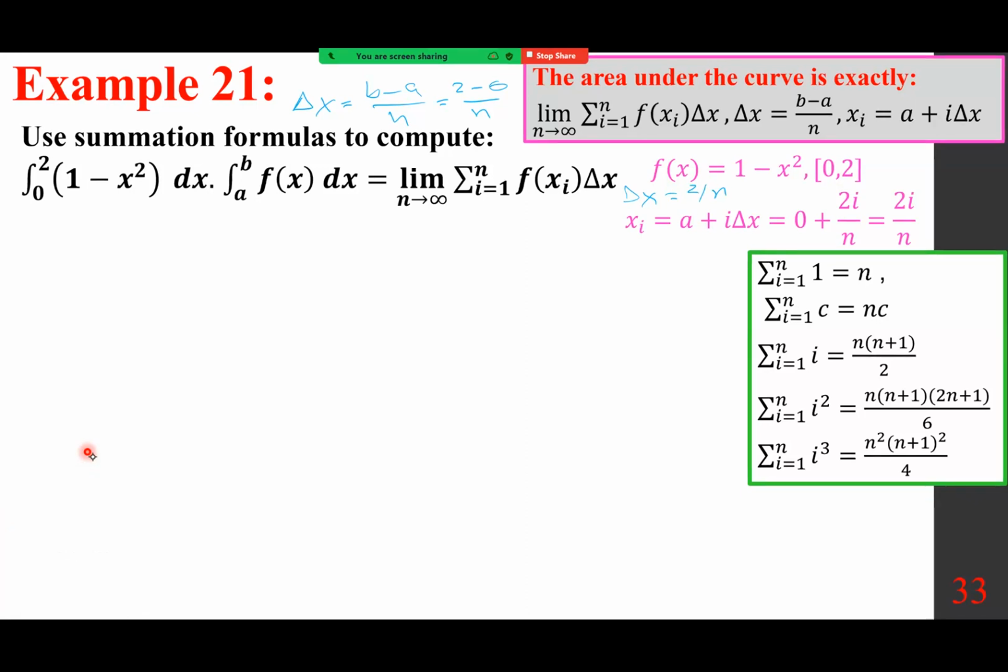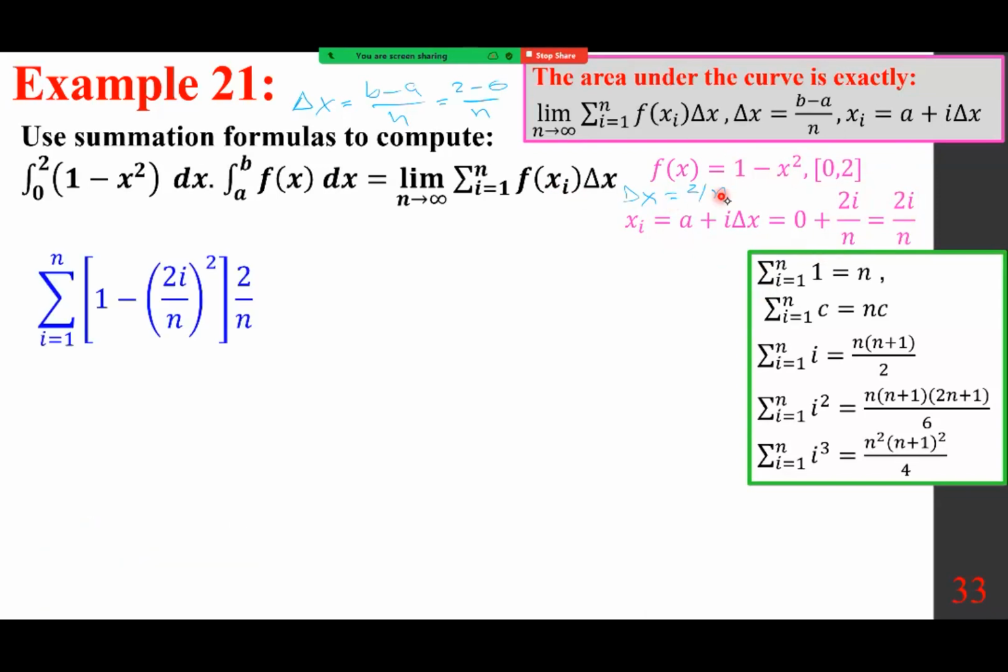Now the next step is to develop the limit as n goes to infinity of the sum from i equals 1 to n of f of x sub i delta x. So we want to write f of x sub i times delta x. We already have delta x, which is 2 over n. For f of x sub i, we came up with x sub i being 2i over n. So basically into this function goes 2i over n. So f of x sub i is 1 minus 2i over n quantity squared times delta x, which is 2 over n.